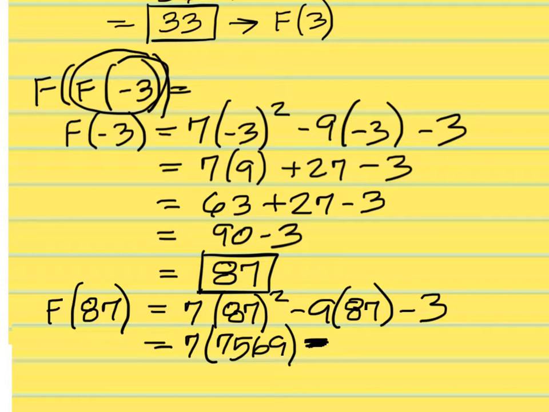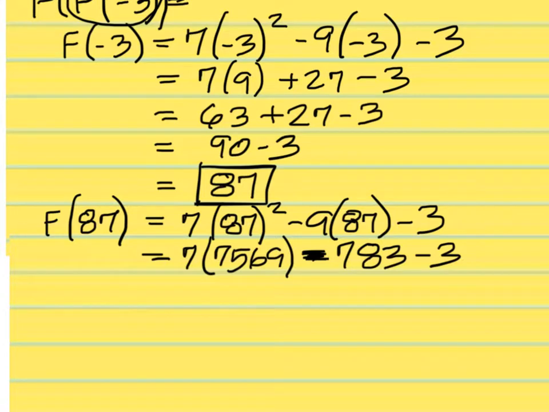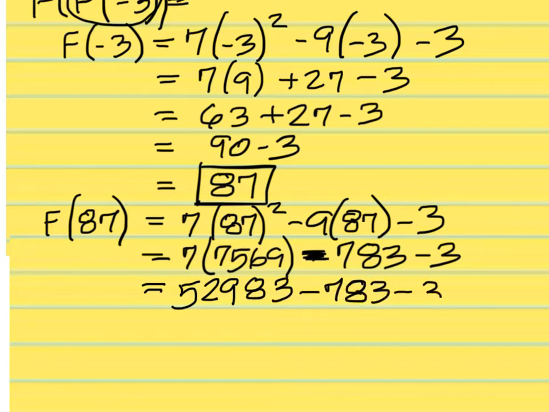And 9 times 87 is 783. So minus 783 and then minus 83, or minus 3. So now we need 7 times 7569. That is 52983. And you leave everything else the same. Subtract 783.